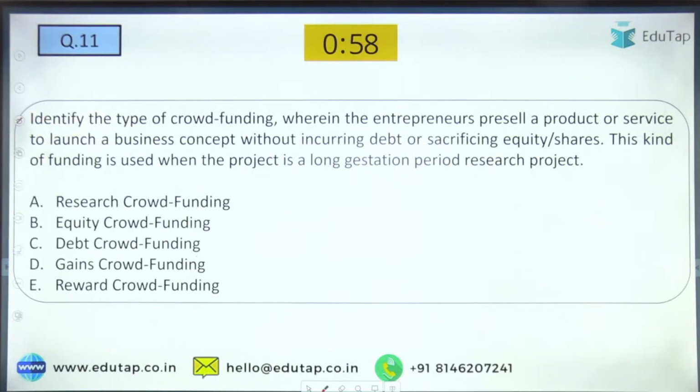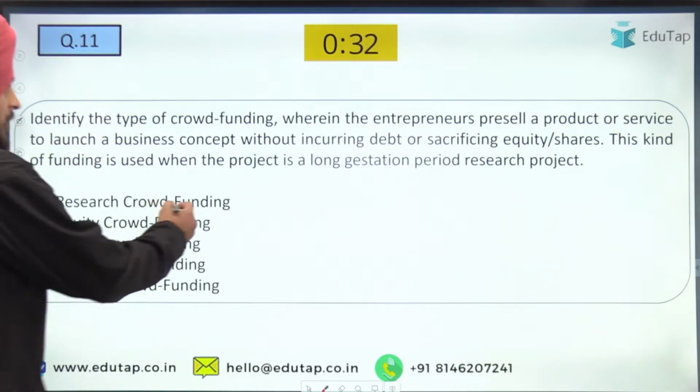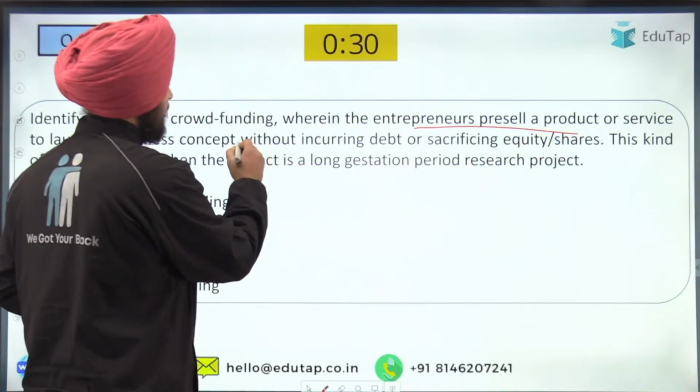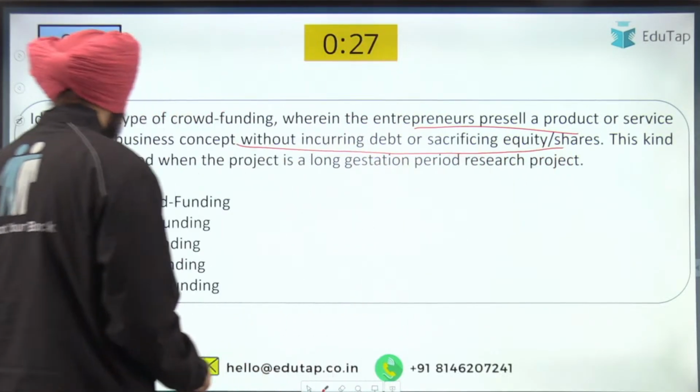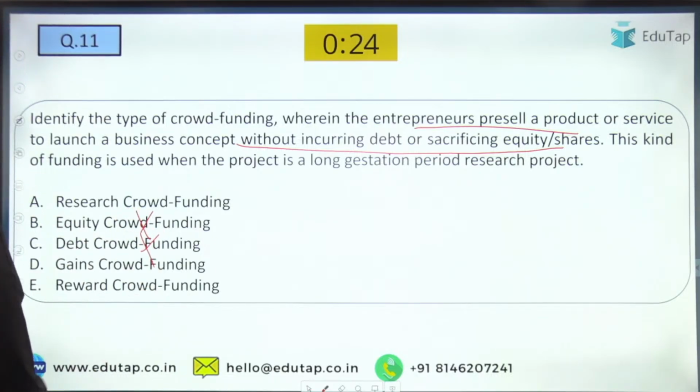Identify the type of crowdfunding wherein entrepreneurs pre-sell a product or service to launch a business concept without incurring debt or sacrificing equity or shares. This kind of funding is used when the project is a long gestation period research project. So what is going to be the answer? Very straightforward question, I would say. The keyword is here: entrepreneurs pre-sell a product without incurring debt or sacrificing equity. So debt and equity can be easily eliminated. Now what is left? Research, gains and reward. So tell me, what is going to be the answer?